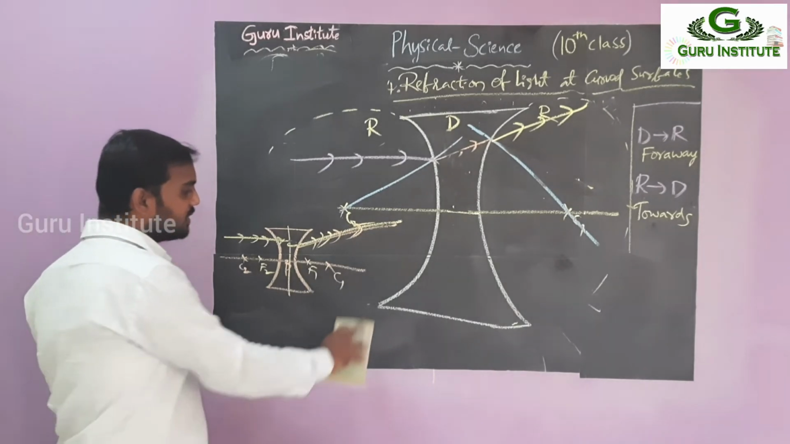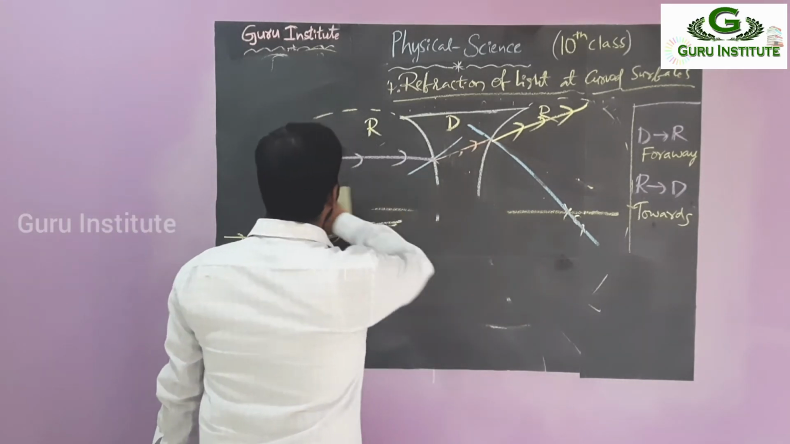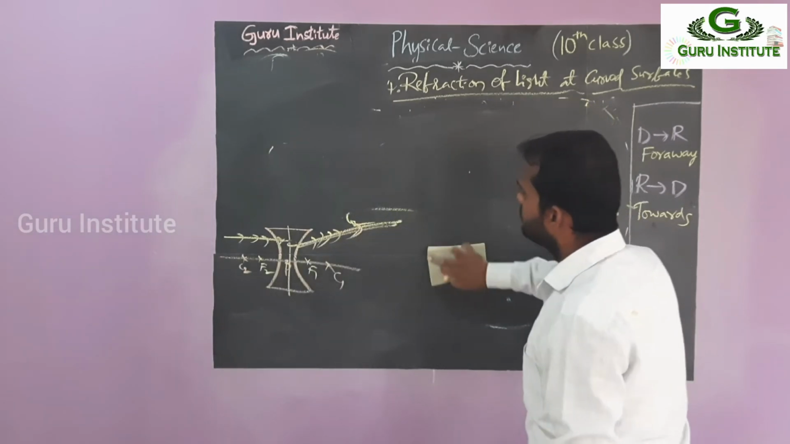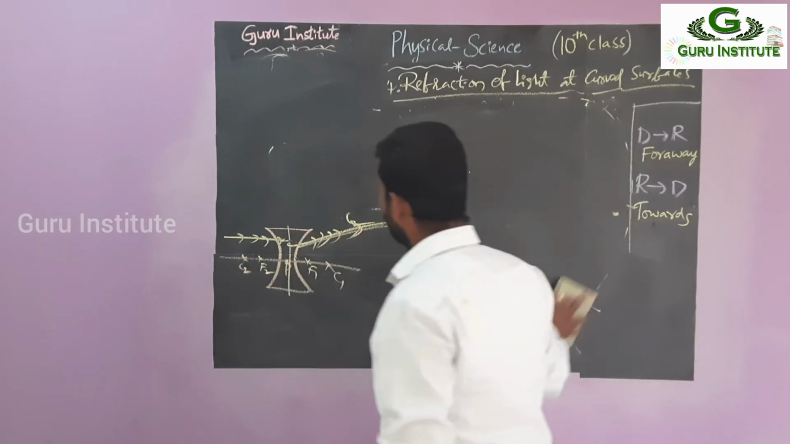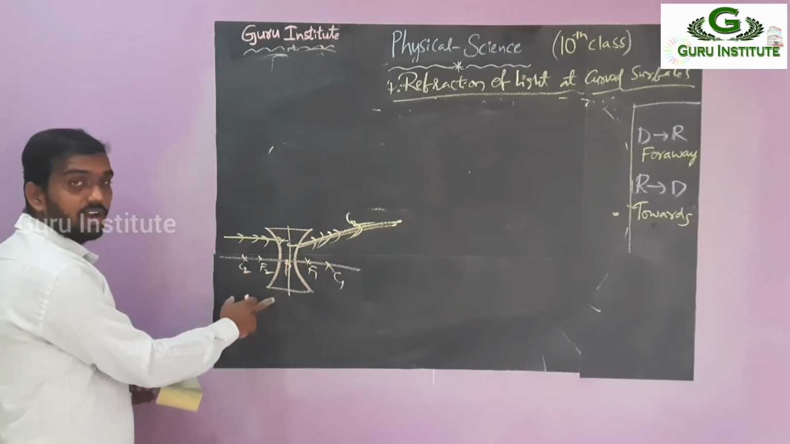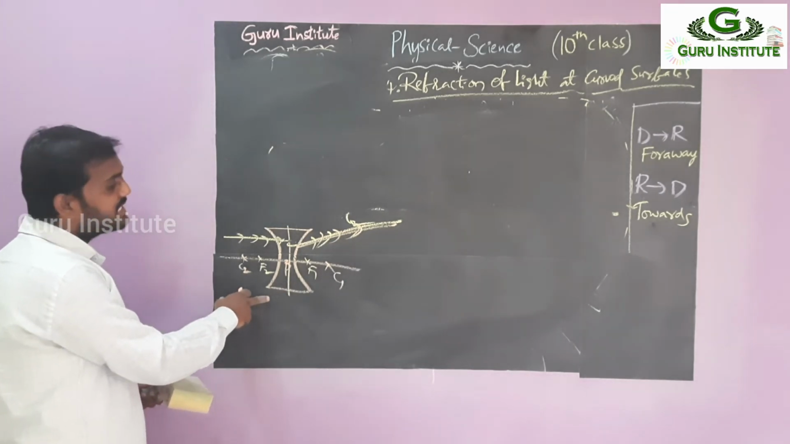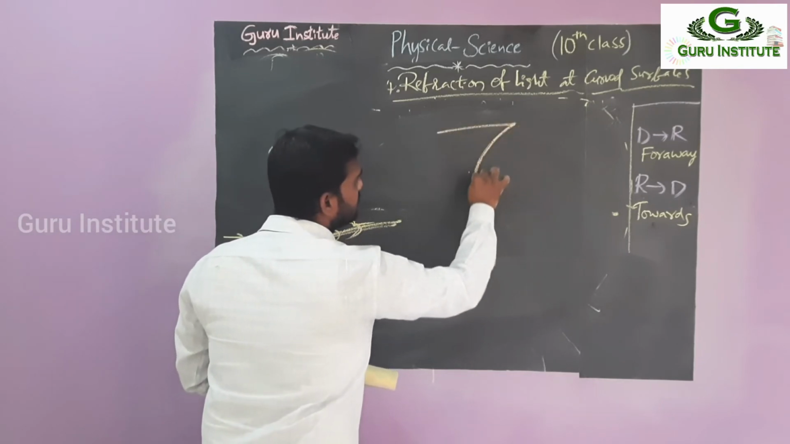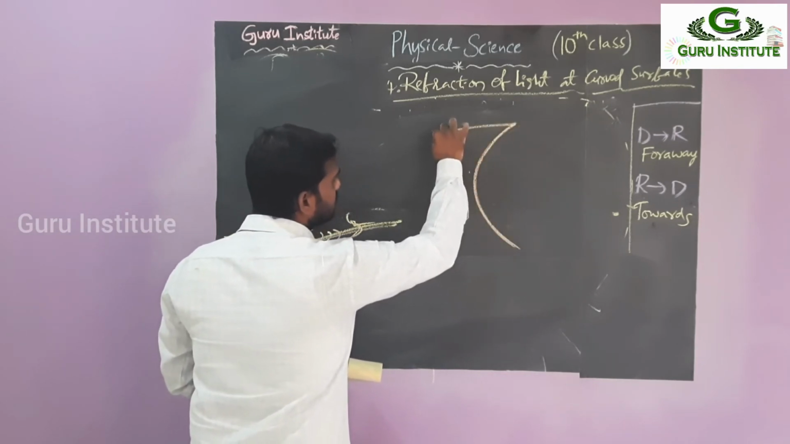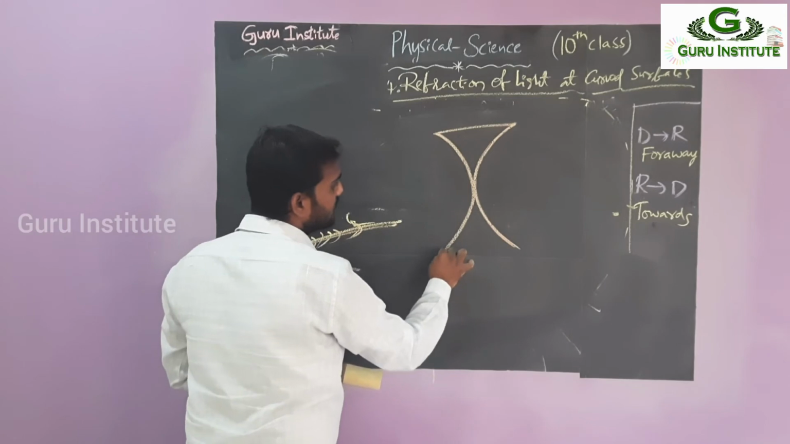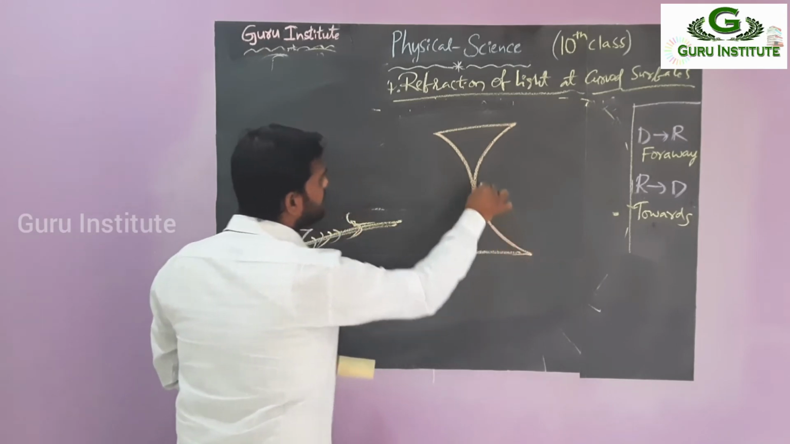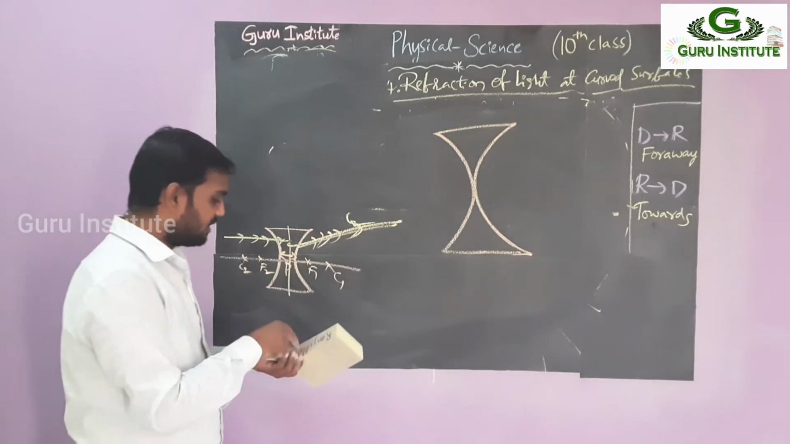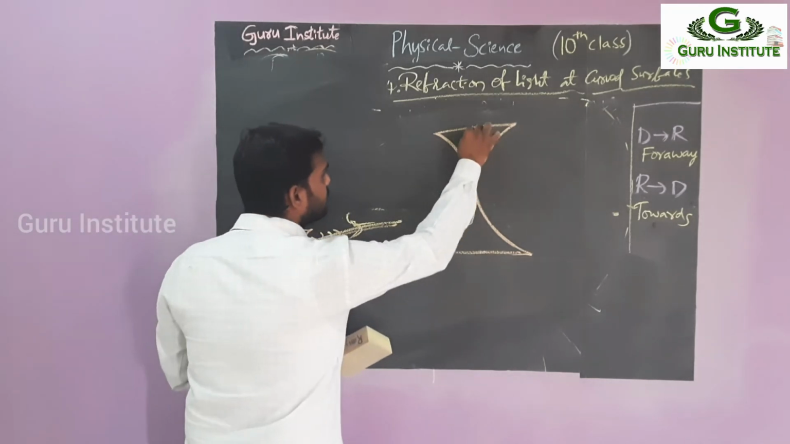Then every time we need not draw all of these, for our convenience, in place of this concave lens, they have used one symbol. Just observe how I am drawing this one. This is a convex. I am just minimizing the width. So what we are taking here is the middle.